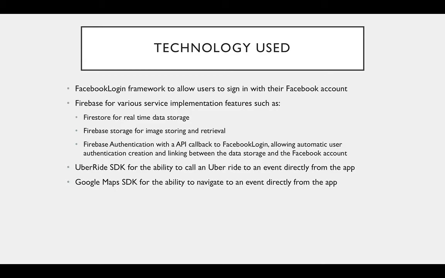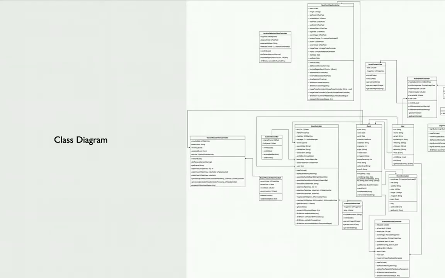The Uber Ride SDK was used to allow the ability for users to call an Uber ride to the events directly from within the app. Google Maps SDK was used as well to allow users to navigate to an event directly from within the app. Look at the class diagram.